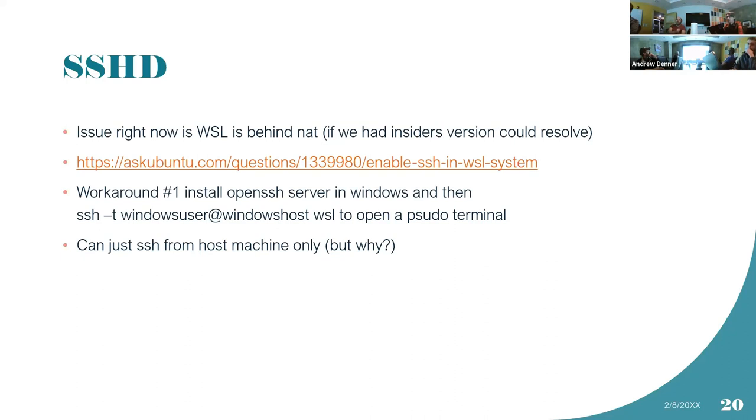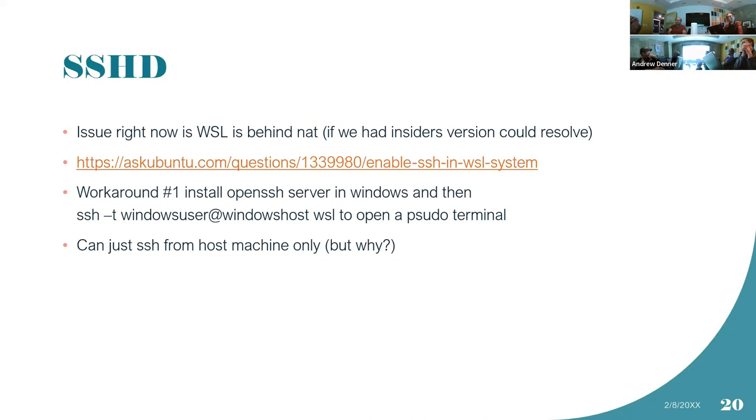However, WSL is behind a NAT, so you can only access it from the Linux host or from the Windows host. So yes, you can SSH from the Windows box into the Linux, but it doesn't really give you much. You can't firewall rule it in from external, except for the new option where you can bring the WSL onto your network directly, which needs an Insider's build.